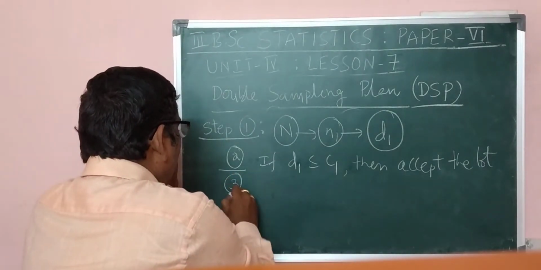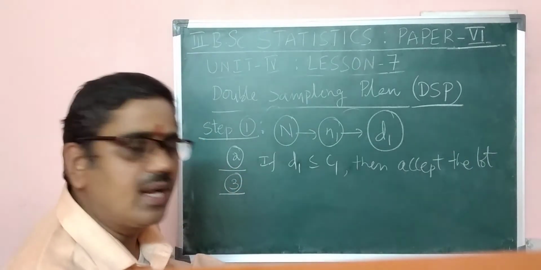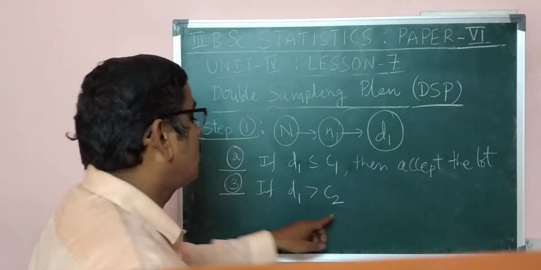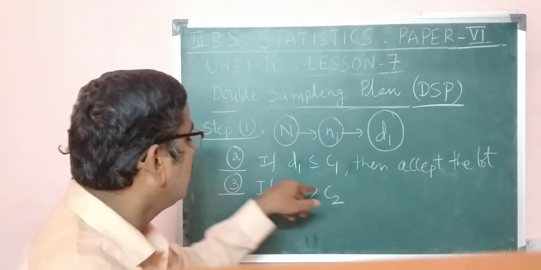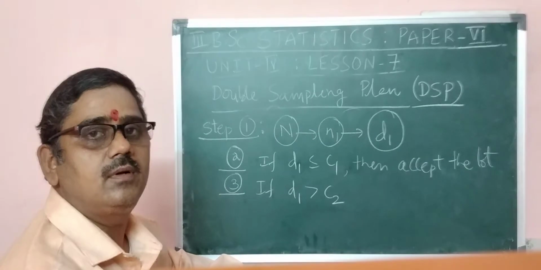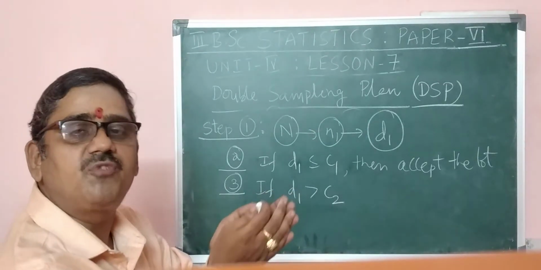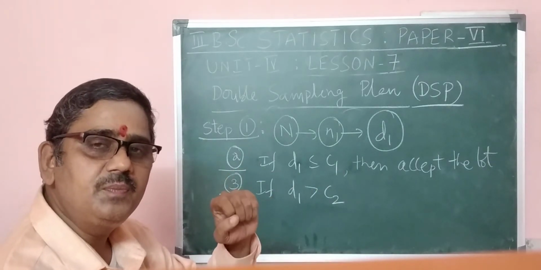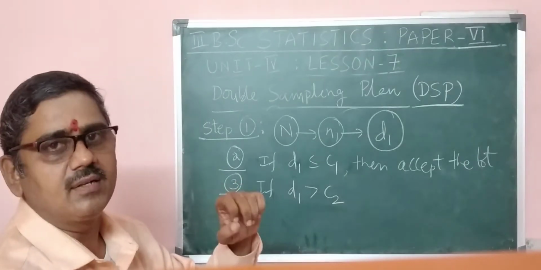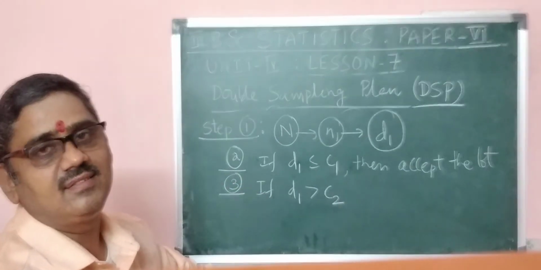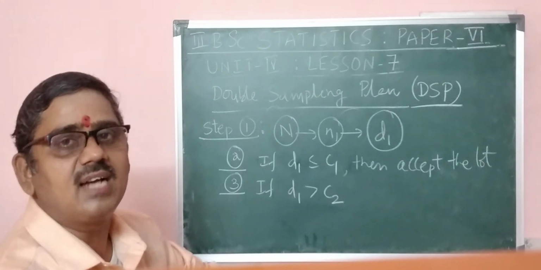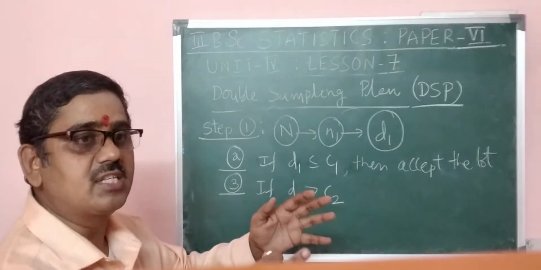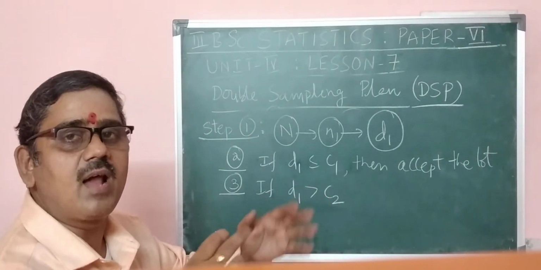Next, step 3. What is step 3? For example, if d1 is greater than c2, remember it is not c1. Follow here. If d1 is greater than c2, meaning the number of defectives found in the first sample crossed c2, what is c2? It is the acceptance number of both combined samples, that is, the maximum number of allowable defectives for the 2 samples in the double sampling plan.